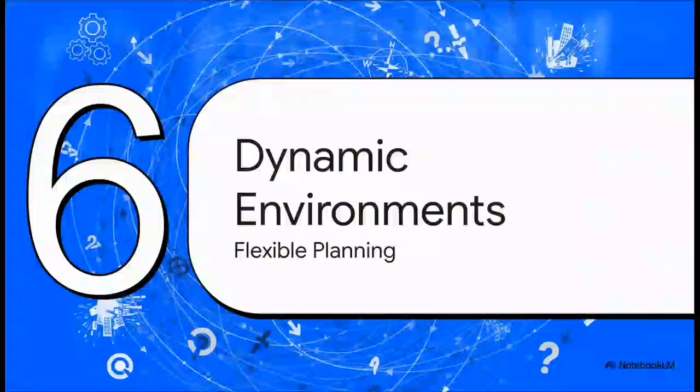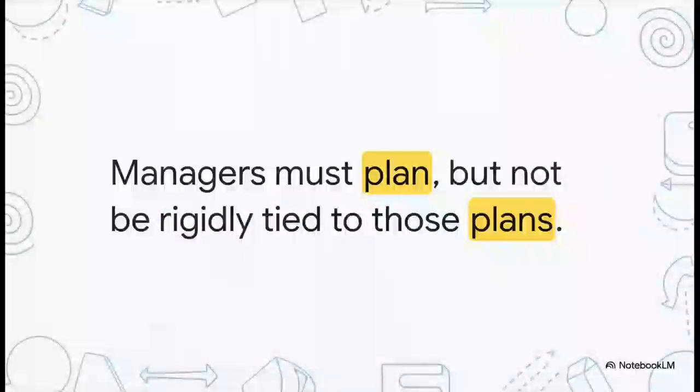Which perfectly tees up our final section, Section 6, Planning in Dynamic Environments. How do modern managers actually deal with constant chaos? Well, flexibility is key. Managers absolutely have to plan, but they cannot be rigidly tied to those plans. The timelines are just getting shorter. You literally have to be ready to scrap a strategy overnight if things change.